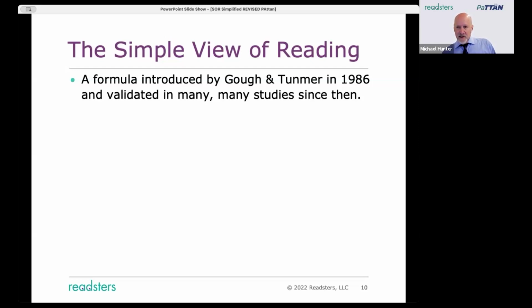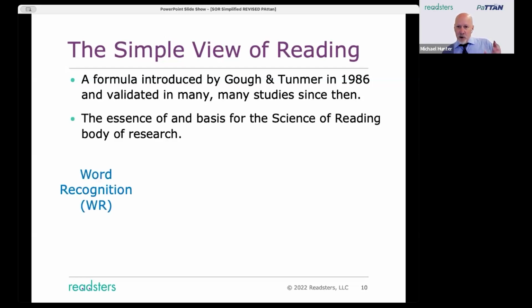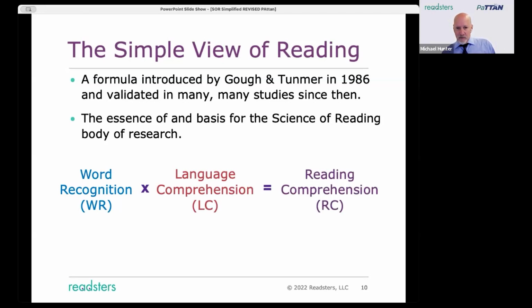They said, let's test and see if we can figure out how important decoding is and how important language comprehension is. And so what they proposed is that if you take a score for a student for their ability to recognize words in print, so their decoding ability, their word recognition ability, you have that score. You take that score times a score for their language comprehension. So how well can they understand the language? You can predict what a reading comprehension score would be for that student.